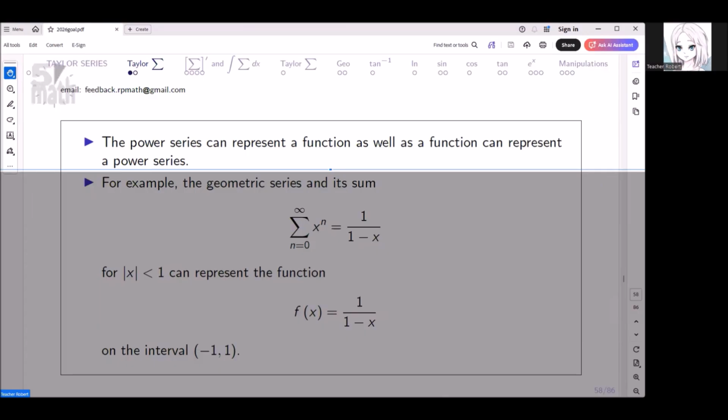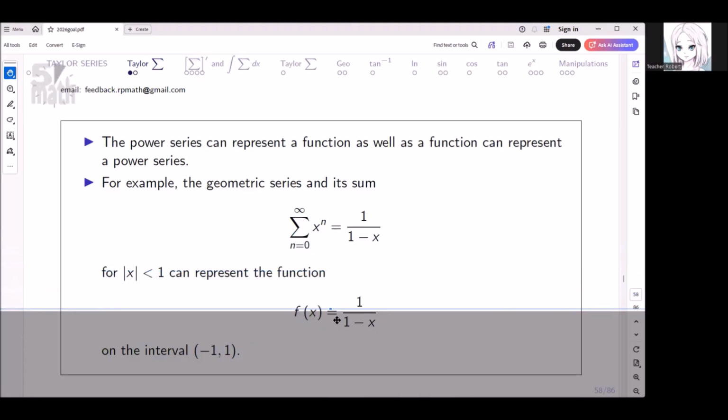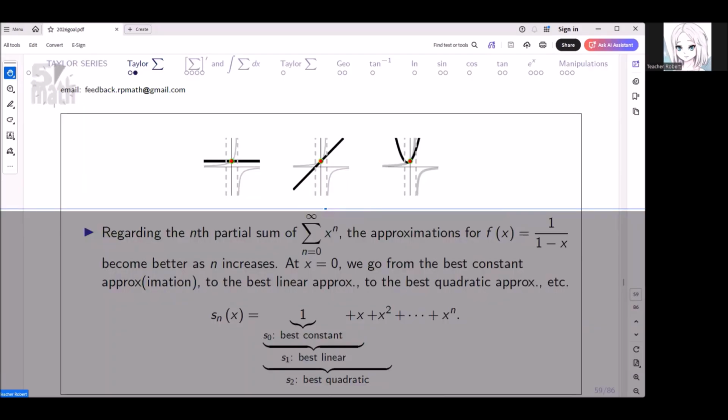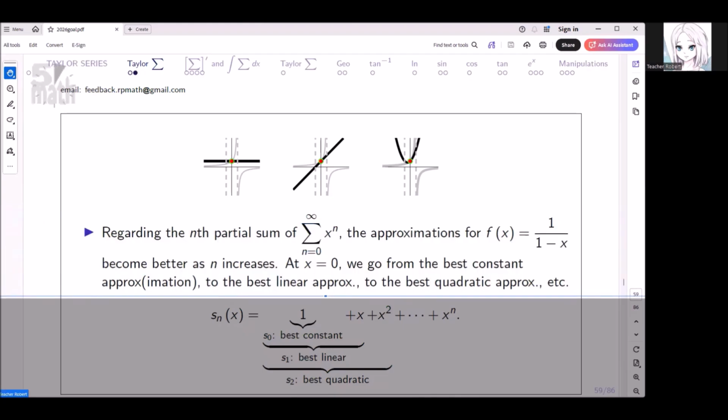Power series can represent a function as well as a function can represent a power series. For example, the geometric series and its sum here for absolute value x less than 1 can represent the function here on the interval -1 to 1 exclusive. Regarding the nth partial sum of series n equals 0 to infinity x to the power n, the approximations for f of x equals 1 over 1 minus x become better as n increases.